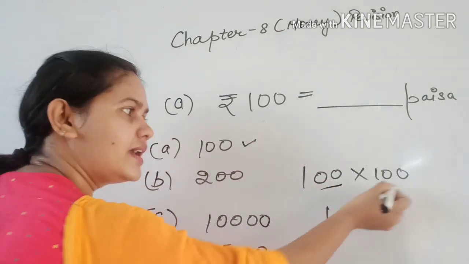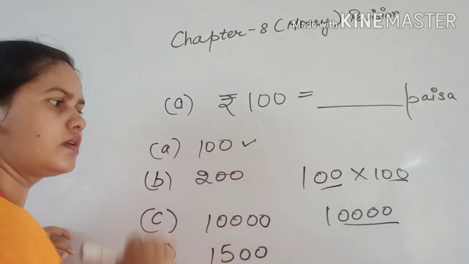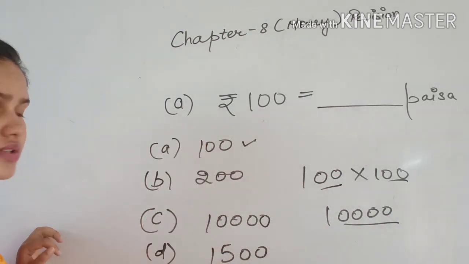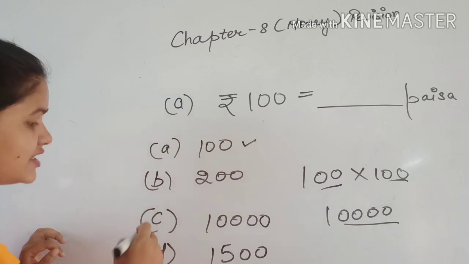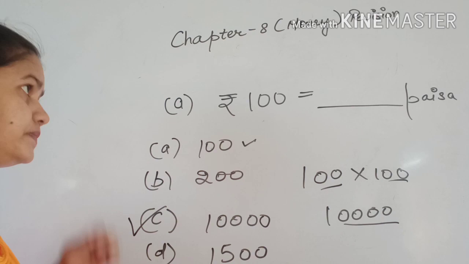4 zeros. Why? These 2 zeros here. Okay, so it's become, how many zeros? 10,000 has become. So where is 10,000? On C. So which one is our correct answer? This one is our correct answer.